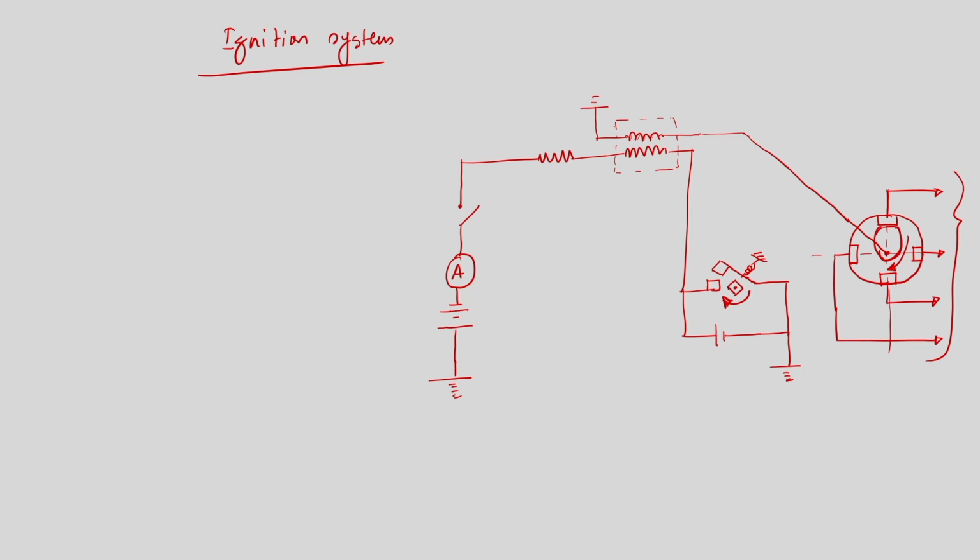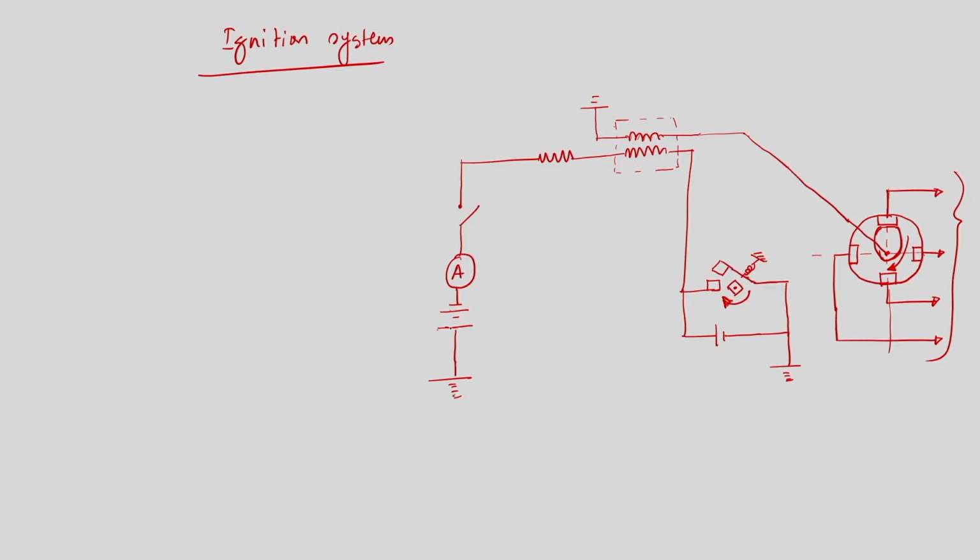So, this is the schematic depiction of the ignition system. Now, I will try to label all the parts which you can see from the schematic. This is the battery, that is 12 volt to 24 volt. This is the ammeter, which is used to measure the current. This is the ignition switch.